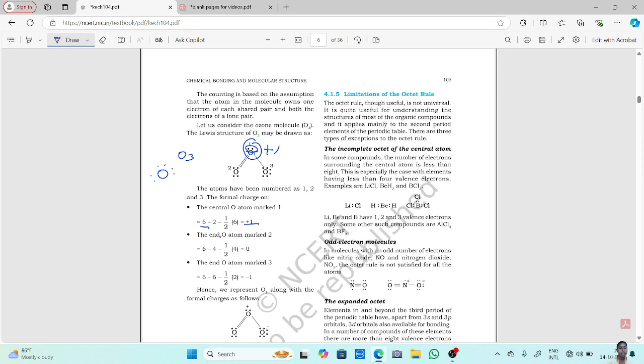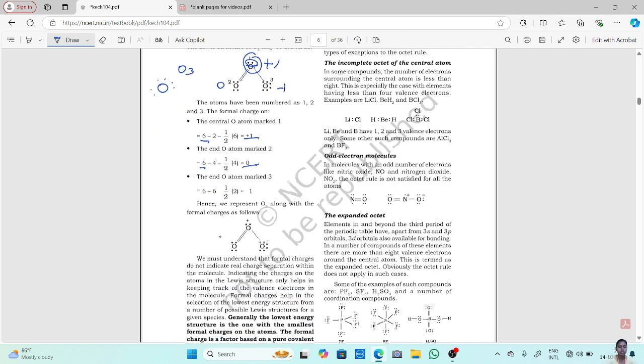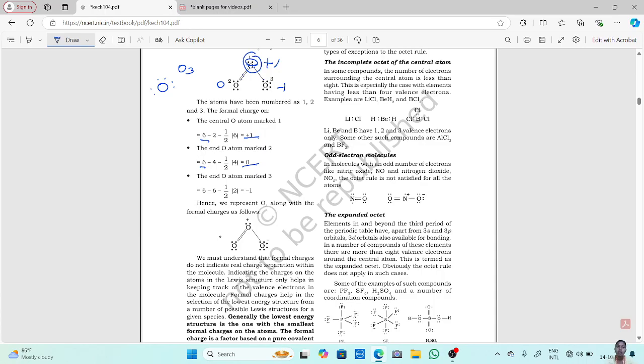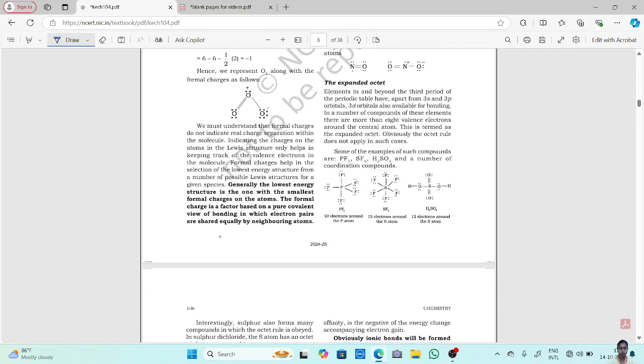Now here, the total number of valence electrons in oxygen will again remain 6. How many lone pair electrons are there on the second oxygen? We have 4 non-bonding electrons. So 6 minus 4, minus half of the bonded electrons. Since there are 2 bonds, you have a total of 4 electrons. It will give you 0. So the charge on this oxygen is 0. Similarly, the charge on this oxygen is minus 1. So this is how you calculate the formal charge on each atom of the molecule.